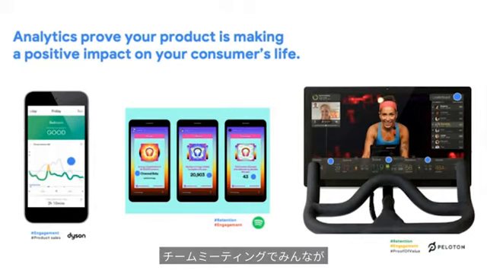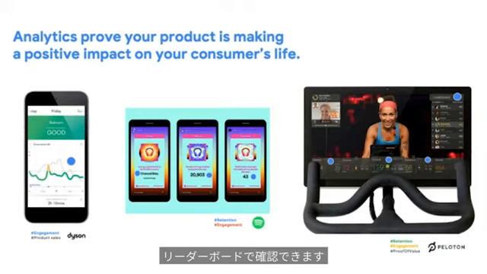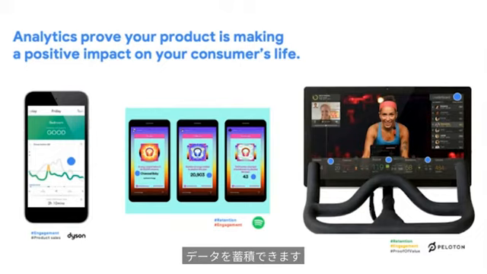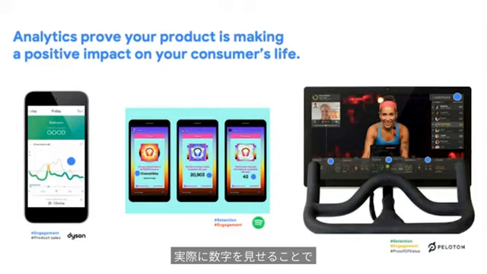And I'm not a cycler, but I remember in team meetings, people would be comparing what their cycling metrics were with each other. And you could see it all on a leaderboard, and it got people really excited. So it's even taking something like a biking exercise hardware and making it into a game and putting data into it, right? So that in and of itself has boosted their sales tremendously. So putting analytics into your product makes your customers and your end users stickier. They want to use it. You're literally showing them with numbers how valuable it is.